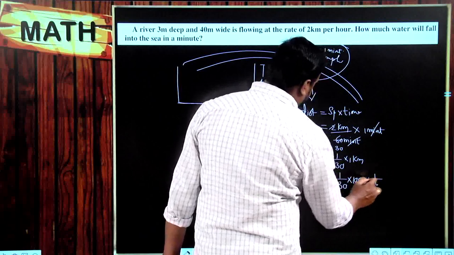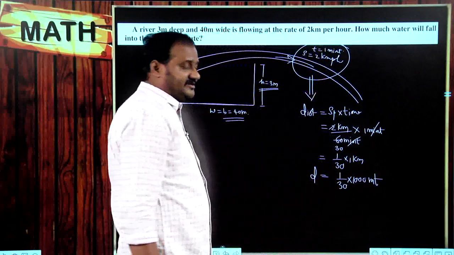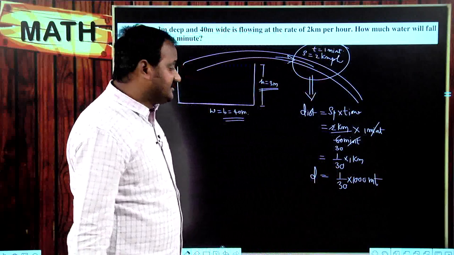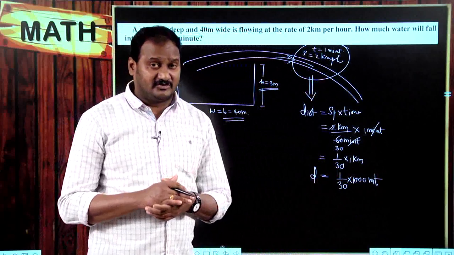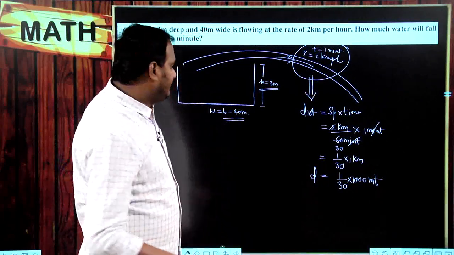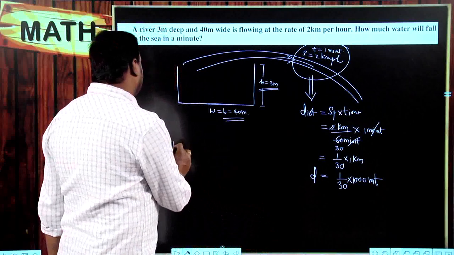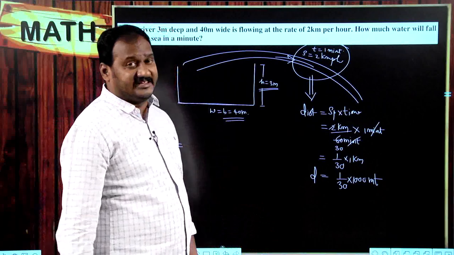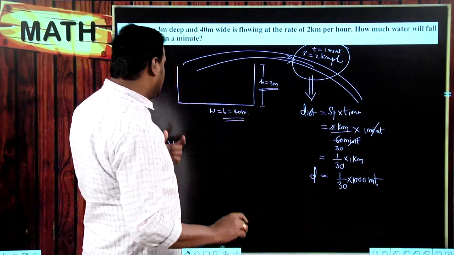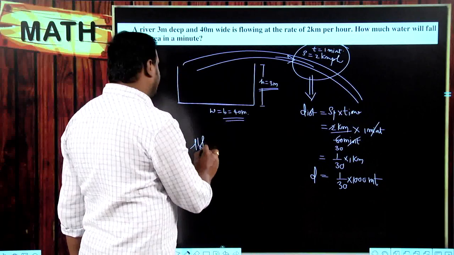1000 meters. This is the distance traveled by the water. As per our discussion, the distance traveled by the water is equal to the length of the canal. Therefore, what is the total volume of the water falling into the sea in 1 minute? Volume of the water is equal to length times breadth times height.